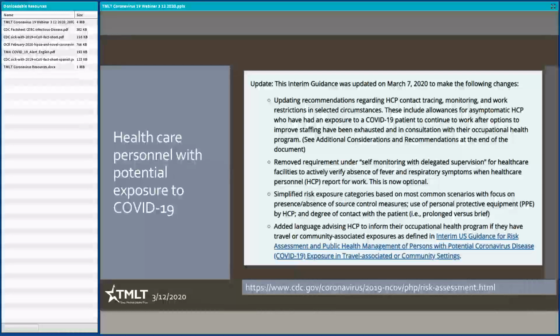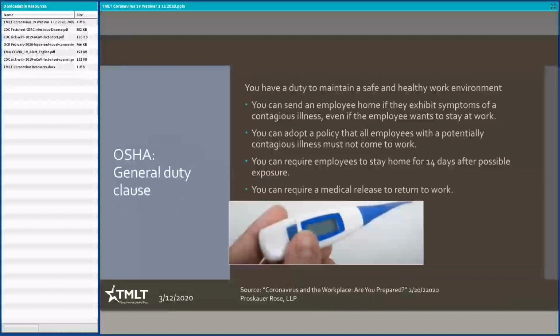The CDC has issued a very lengthy document on healthcare personnel with potential exposure to COVID-19. This document has been updated a number of times, most recently March 7th. And again, this is one of those documents where you want to make sure that you're receiving the most accurate information. So if you would just download that off of the website or review it on the CDC website, it would be important.